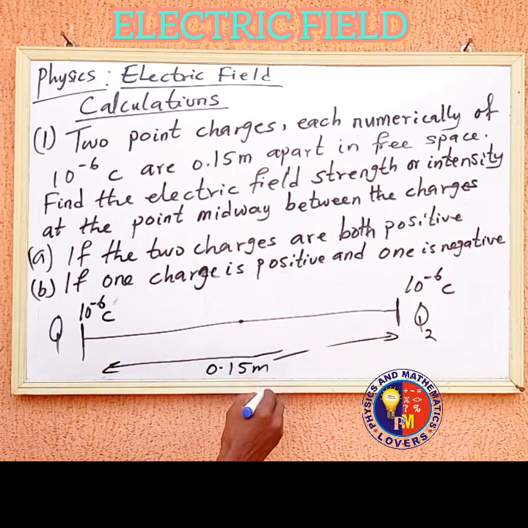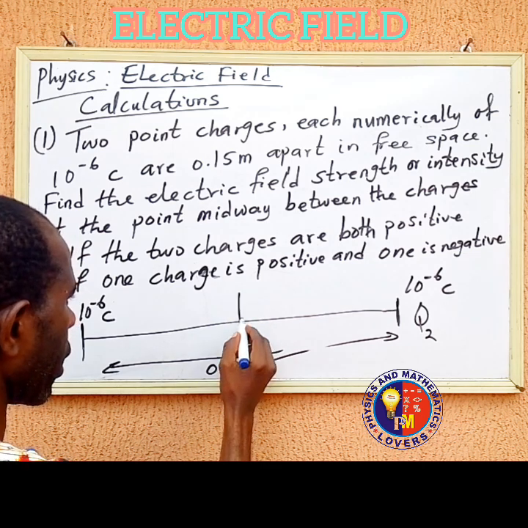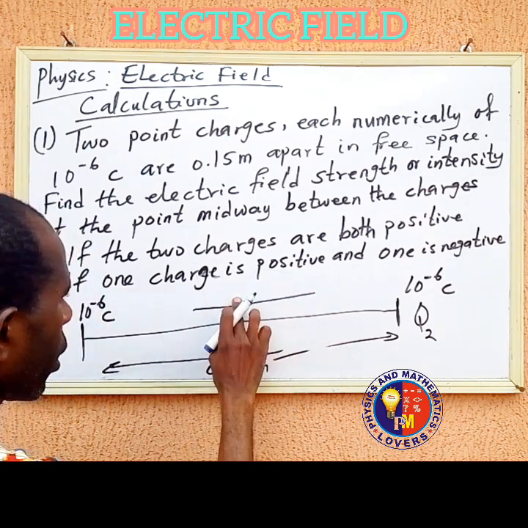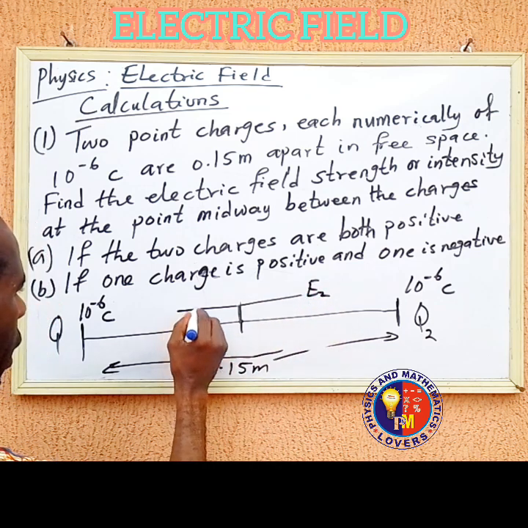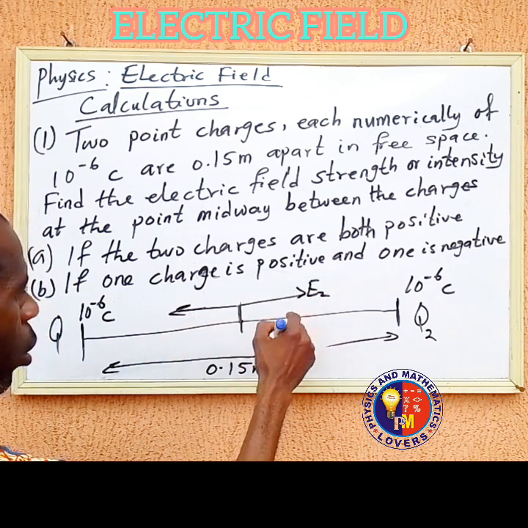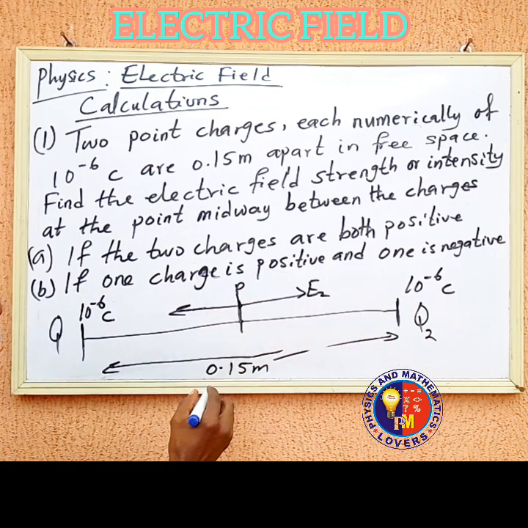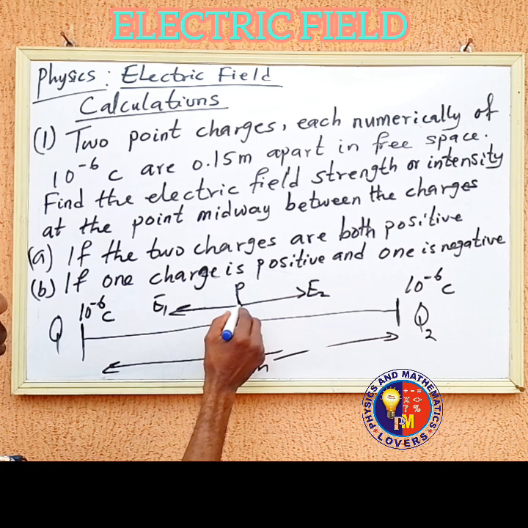0.15 meter. Now we are requested to find the electric field intensity here. Let's call this point here, and now we are going to have our E2. Then if we move towards this charge, if we want to calculate the strength from here, we can call this point P. That is the point midway. So we can call this one E1. All right. So we want to calculate the strength of the field here.